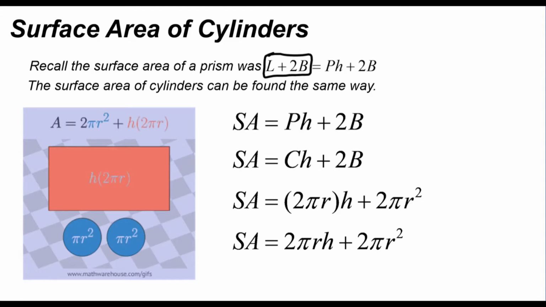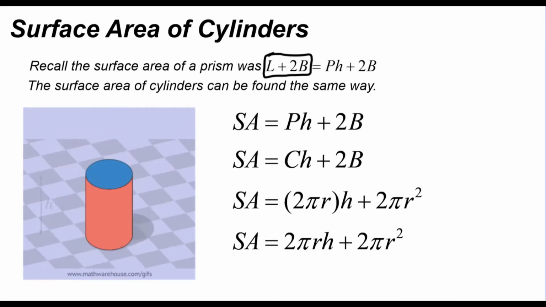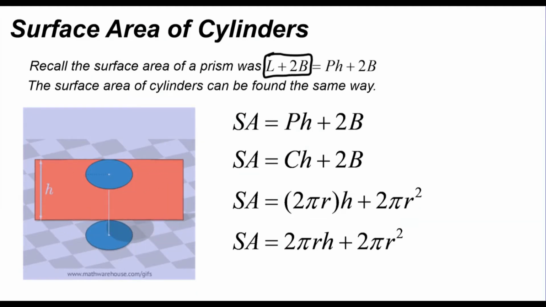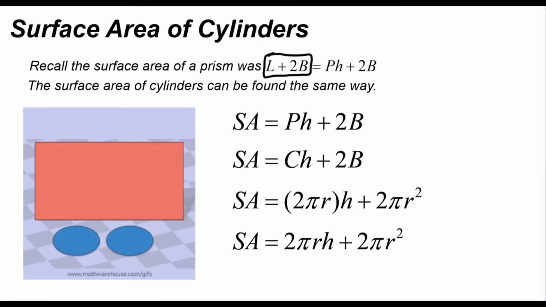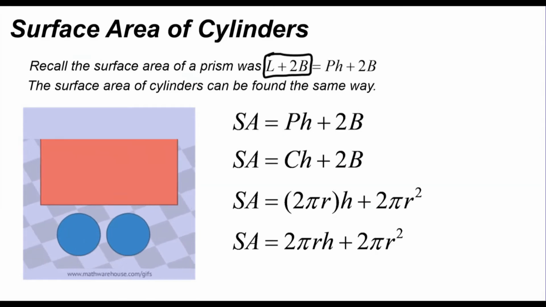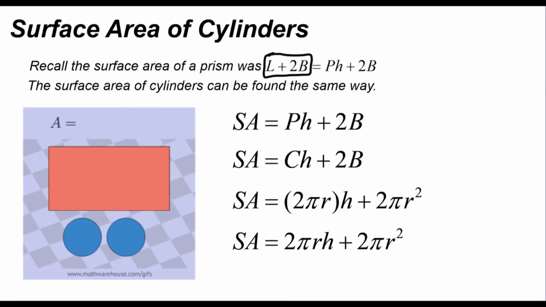So you can see in the animation here, we do have 2 identical bases, which are circles, and then we have to deal with this lateral area. So what is the lateral area? Actually, it is a rectangle when you unfold it. You can see from this animation that when you unfold a cylinder, you actually do get one long rectangle. So how do we find the dimensions of that rectangle? Well, the perimeter of the base is going to be the length of that rectangle, and then the height of the cylinder is going to be the height of that rectangle.